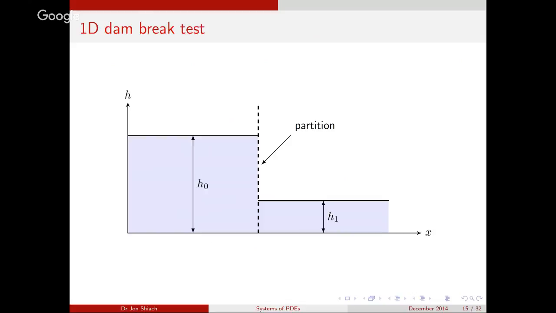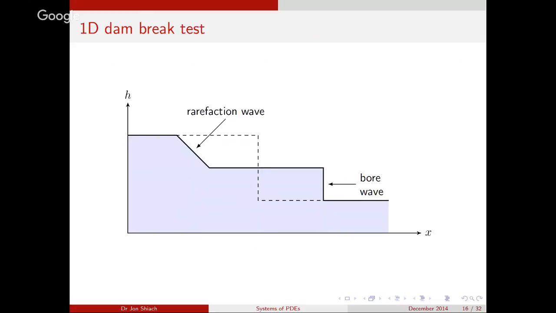What's going to happen is, because this one has got a higher value of h, water flows in this direction. So you can see here, water flows from left to right and creates a bore wave, like a shock. And because this mass here has been taken from this point, we have a wave which also travels from right to left, and that's called a rarefaction wave or a depression wave. So you can't invent mass. If mass goes one way, you've got to take it from another place.